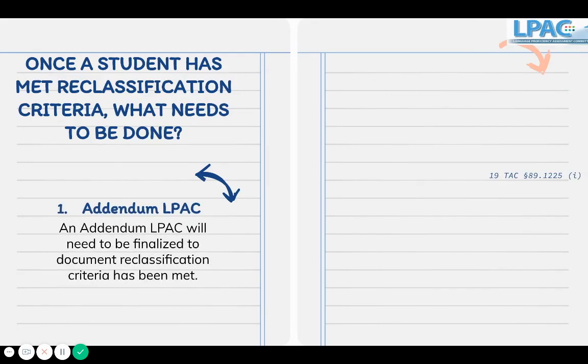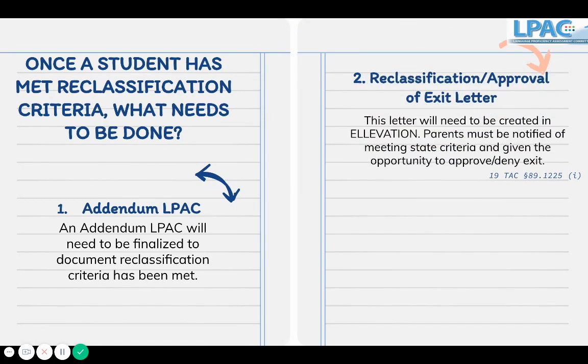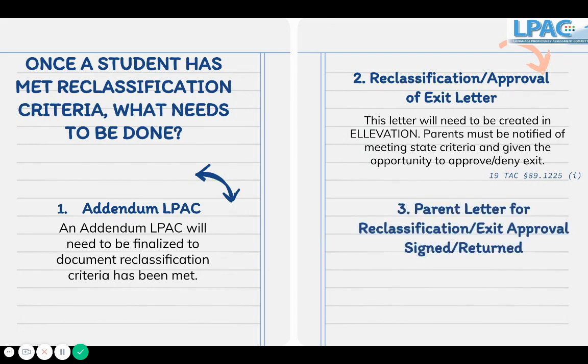Once a student has met reclassification criteria, what will be done? First, the addendum LPAC will need to be finalized to document reclassification criteria has been met. Second, the reclassification approval or exit letter. This letter will need to be created in Elevation. Parents must be notified of meeting state criteria and given the opportunity to approve or deny the exit process.